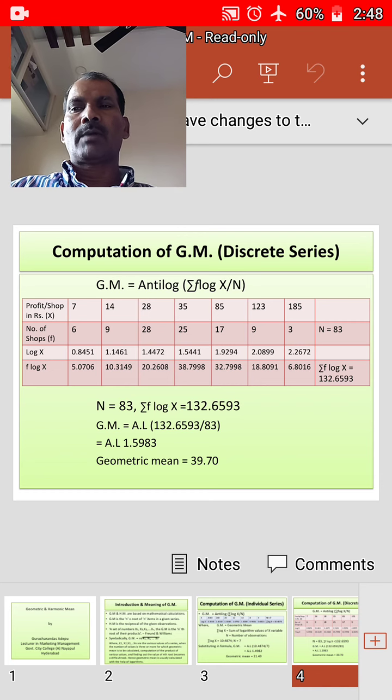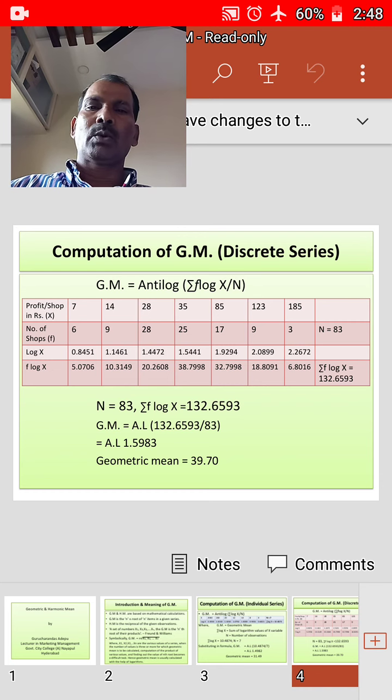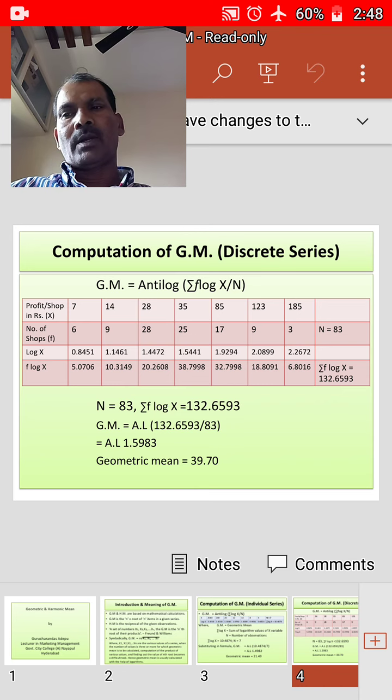Now we will consider one example for this. Data is given here: profits per shop, in thousands of rupees, and the number of shops, that is frequency.